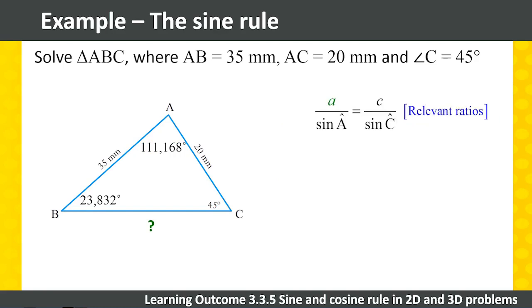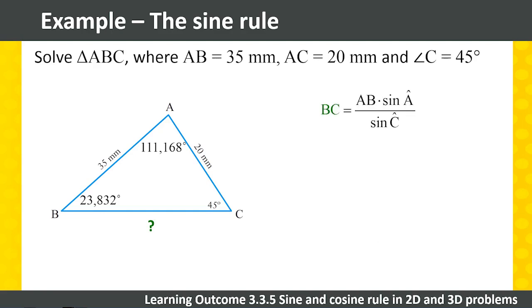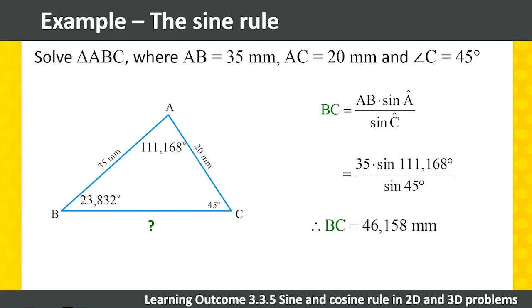Our last outstanding piece of information is the side BC. Now that we have angle A, we can use our sine rule to find BC and choose our relevant ratios. BC over sine angle A equals AB over sine angle C. Rearrange the equation: BC equals AB times sine angle A over sine angle C. We substitute in our values, so BC equals 35 times sine 111,168 degrees all over sine 45 degrees, which gives us a value of 46,158 millimeters for BC.